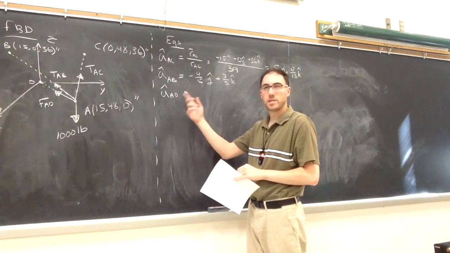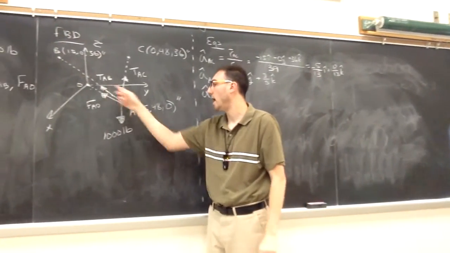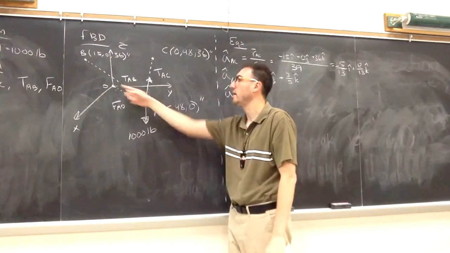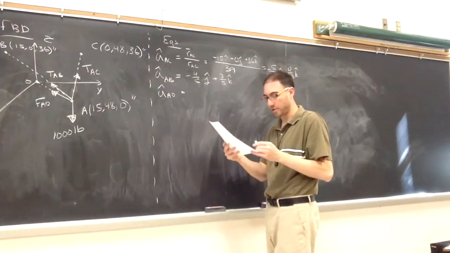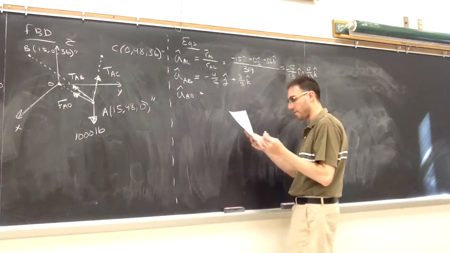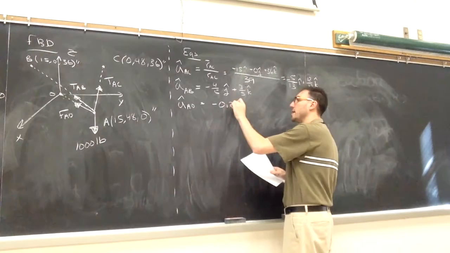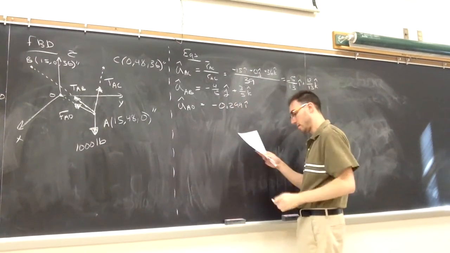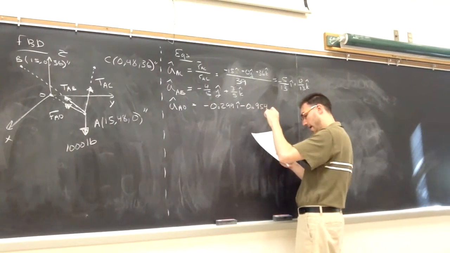And finally, AO, same procedure, endpoint minus start point, so 0 minus 15 i, 0 minus 48 j, 0 minus 0 k. Normalize that the same way I did in the previous two steps. And I get that for UAO, this I have in decimal form, 0.299 i minus 0.954 j.